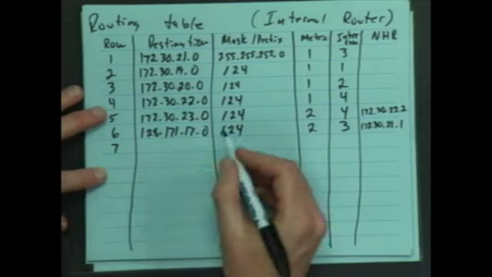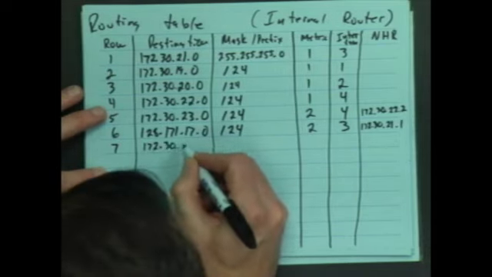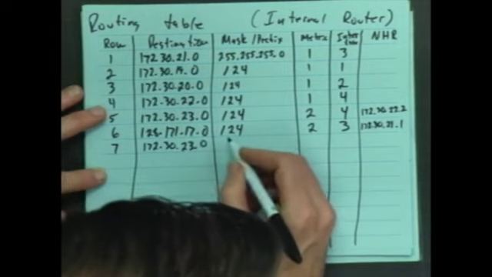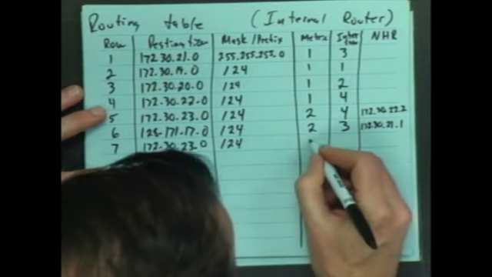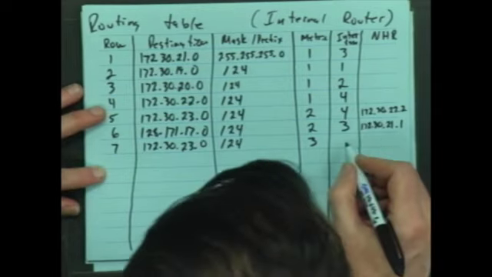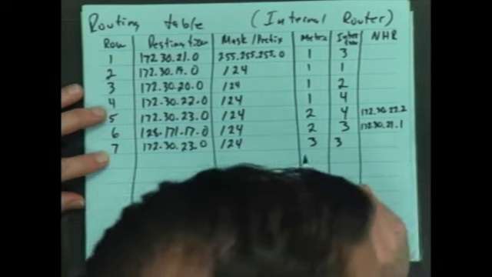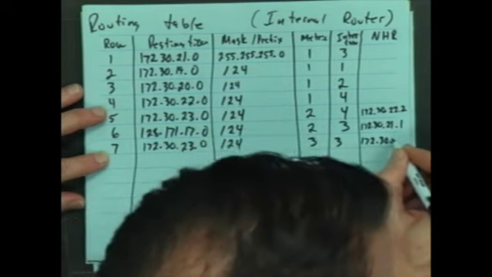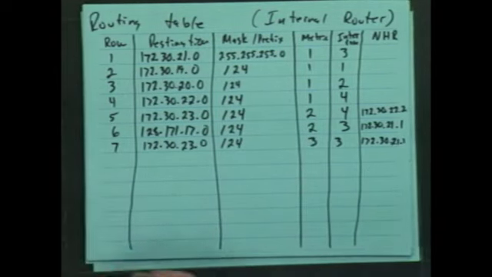Next row is row 7, 172.30.23.0. This has a match of /24. This time it takes 3 hops, and we are out port 3. My next hop router is 172.30.21.1. Oh, I will bring back the picture, sorry.